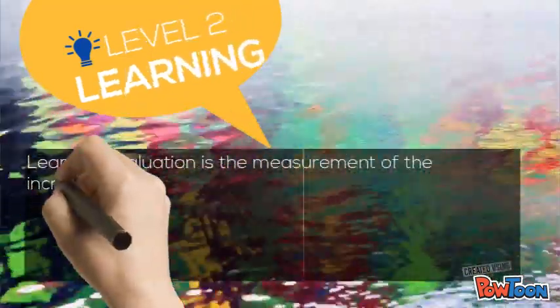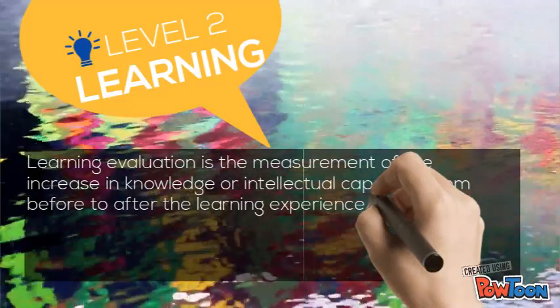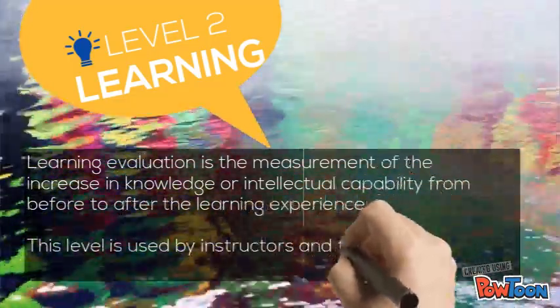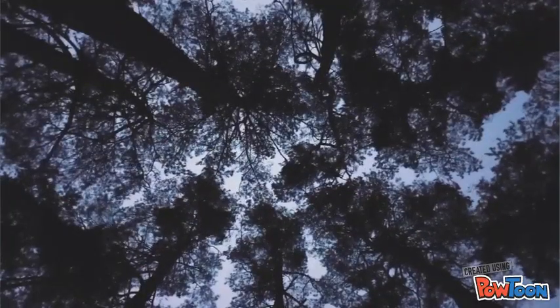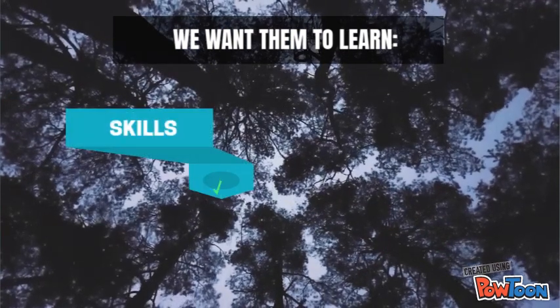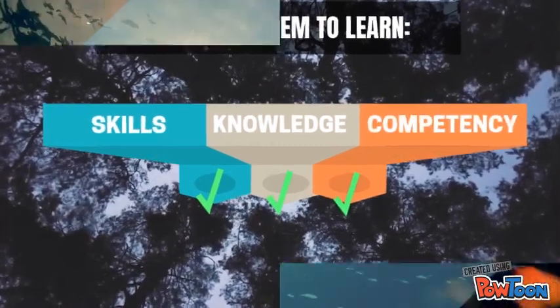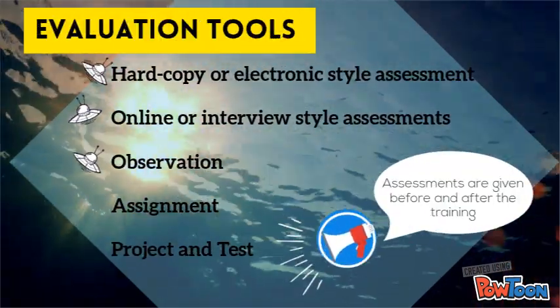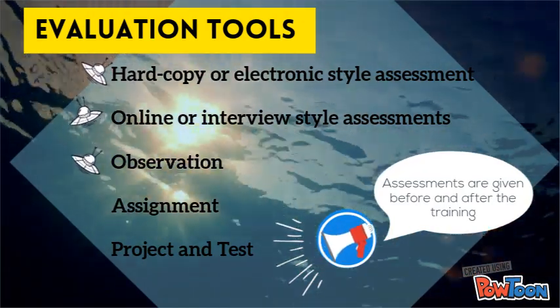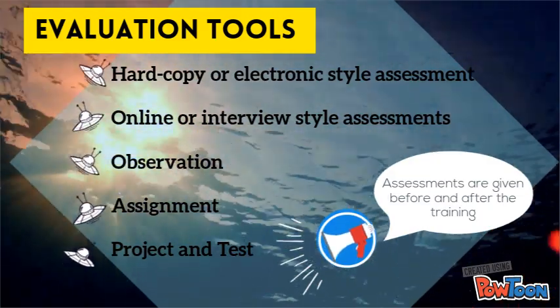The second level is called learning. Learning evaluation is the measurement of the increase in knowledge or intellectual capability from before to after the learning experience. This level is used by instructors and training executives to determine if training objectives are being met. At this level, we want them to learn new skills and knowledge, and as well, we want them to have competency. This level can be measured through hard copy or electronic style assessment, online or interview style assessment, observation, assignment, and lastly, project and test. Note: assessments are given before and after the training.